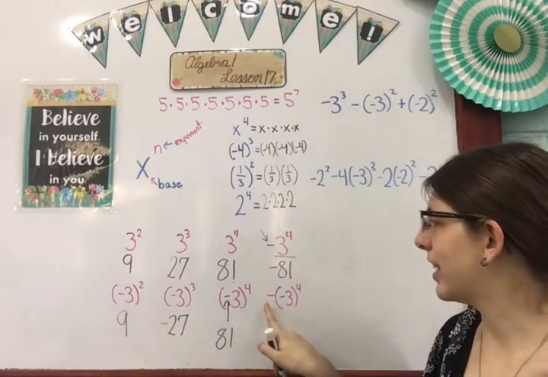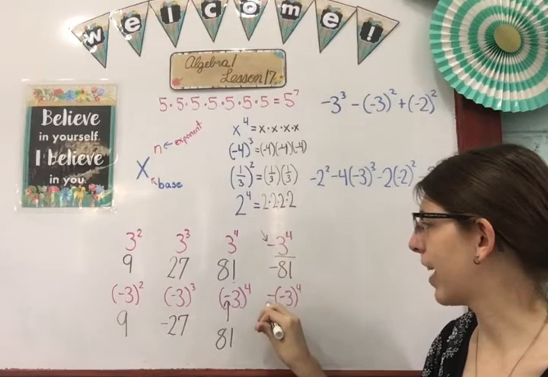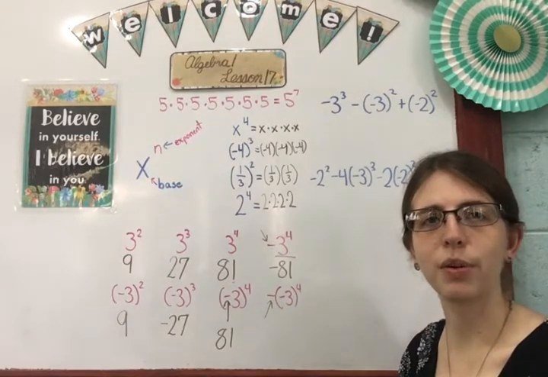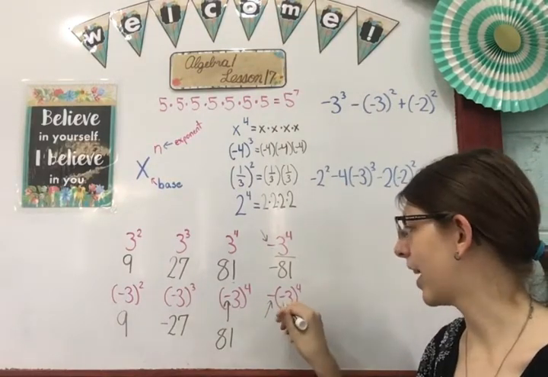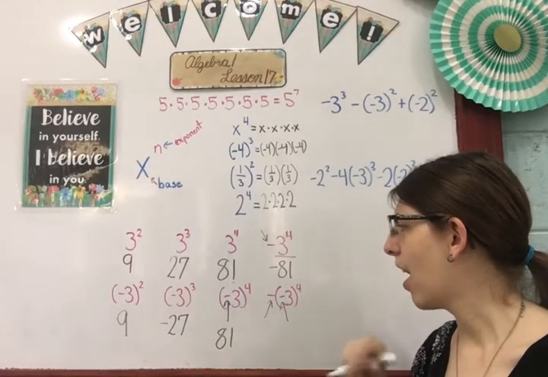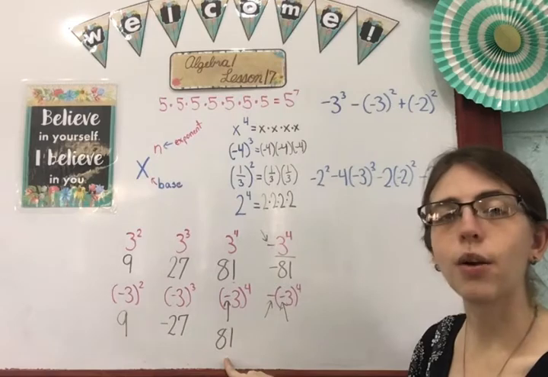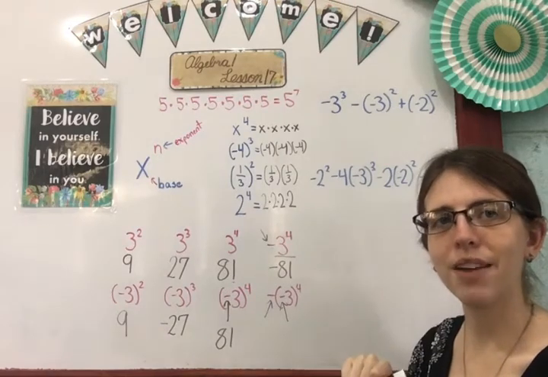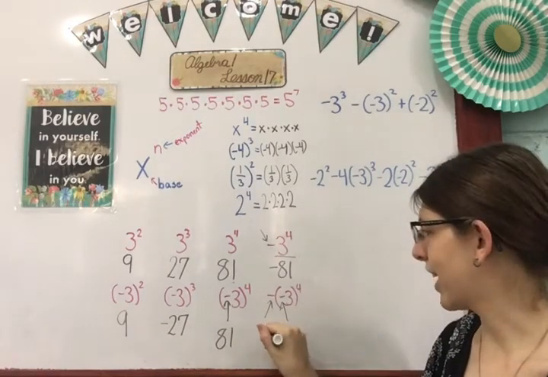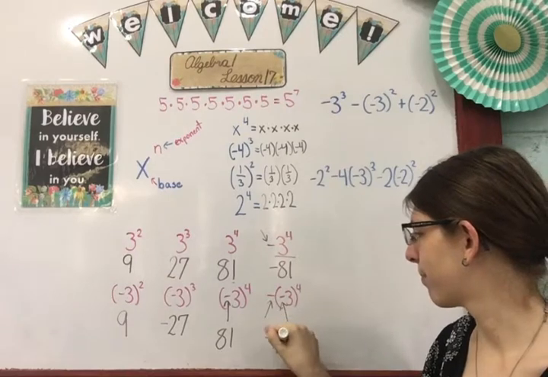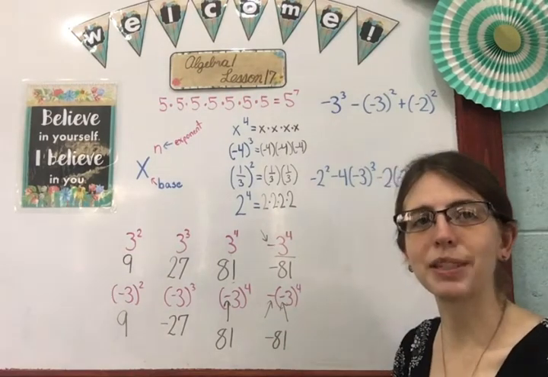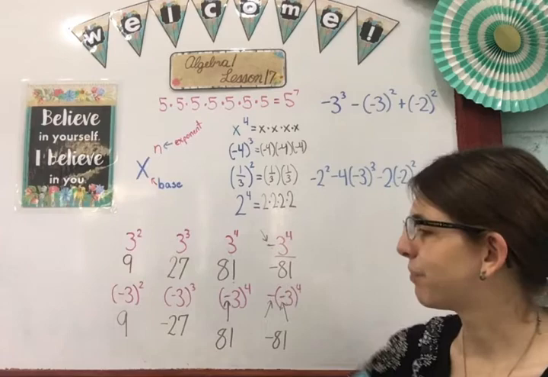Okay, now this one is the opposite because you have a negative on the outside of the parentheses as well as on the inside. So this is the opposite of -4 cubed. -4 cubed, we already know, is 81. So what's the opposite of 81? -81. Very good. So we can use these principles to solve problems like these.